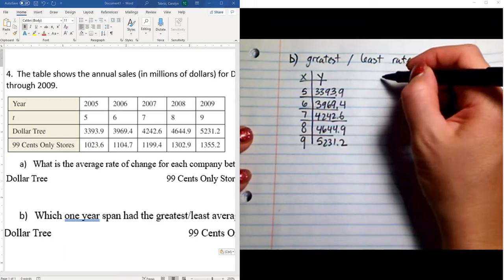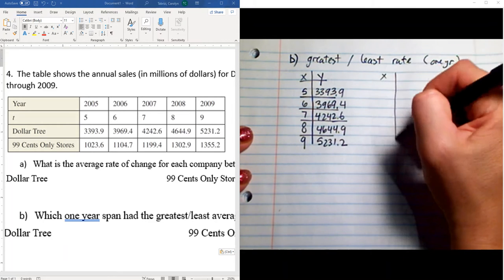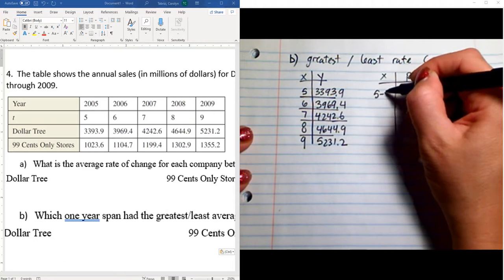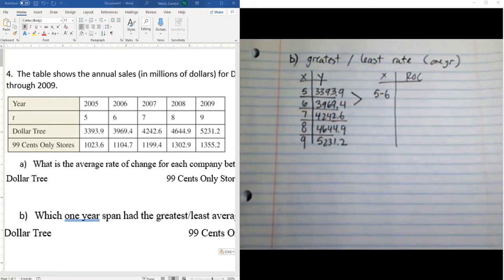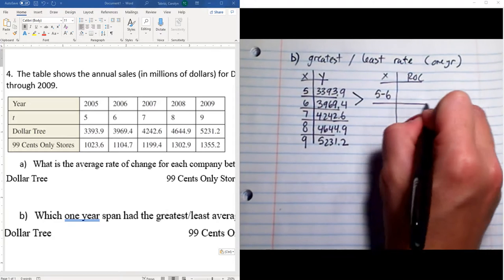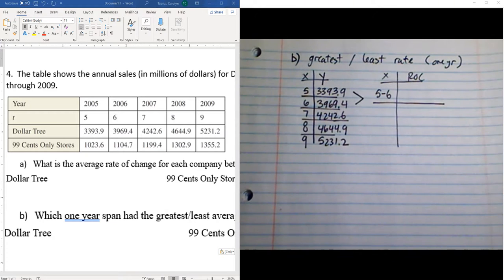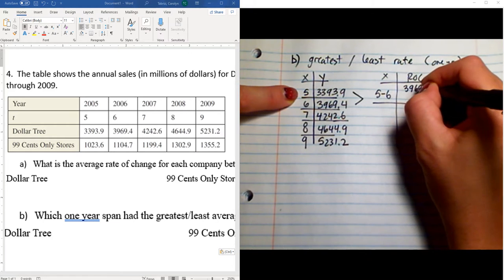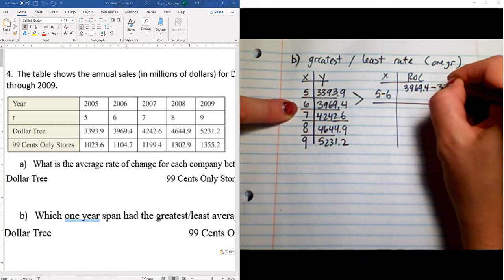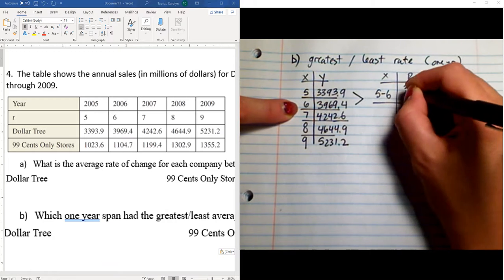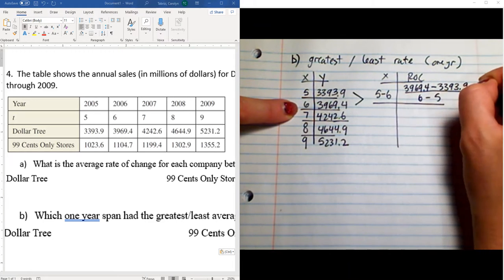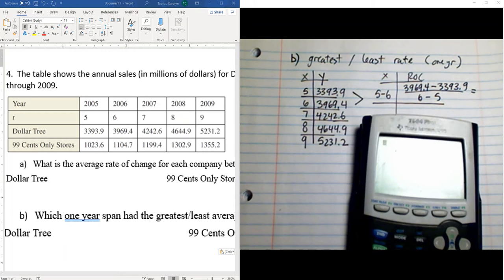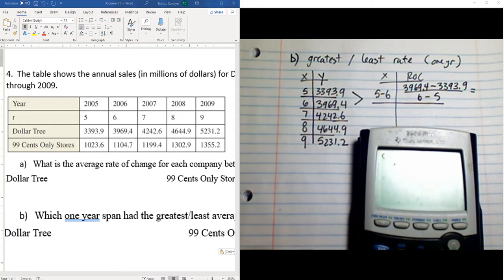Okay, and then I'm going to make a table of slopes. Okay, X and rate of change. And I'm going to do from 5 to 6. Those are the 2 points that I'm going to do the slope with. All right. So what would that look like? Okay, that is going to be 3969.4 minus 3393.9 over 6 minus 5. So let's go ahead and type that in. All right.